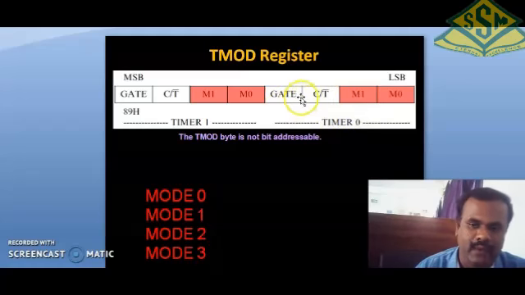Another one is the gate value. I will explain it later. The same bits represent the values of M0, M1 for the counter and the timer. You choose either the counter or the timer, an either-or choice, okay. Anyone chooses this, only one position, counter or timer, okay. If we apply a 0, it is timer selection. If we apply a 1, it is counter selection, okay.